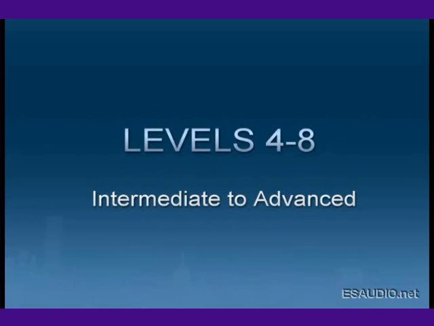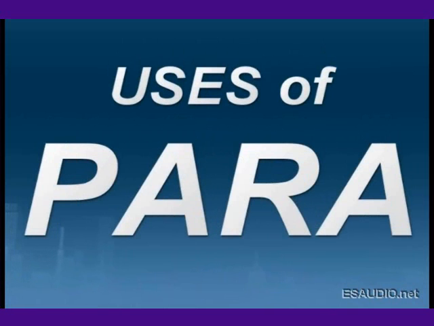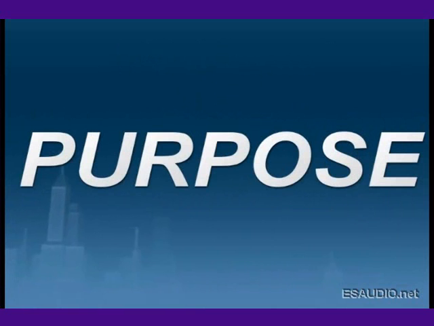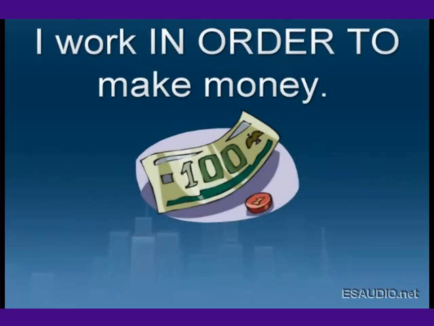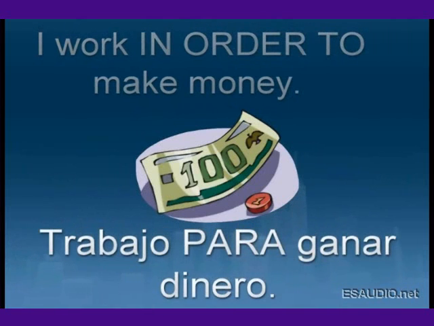When do we use para? The first use of para is to express purpose. Any time that in English you can use in order to, in Spanish you must use para. For example, I work in order to make money. Trabajo para ganar dinero. If there is a possibility to put in order to, in Spanish you must use the word para. It's very important to bear this in mind.